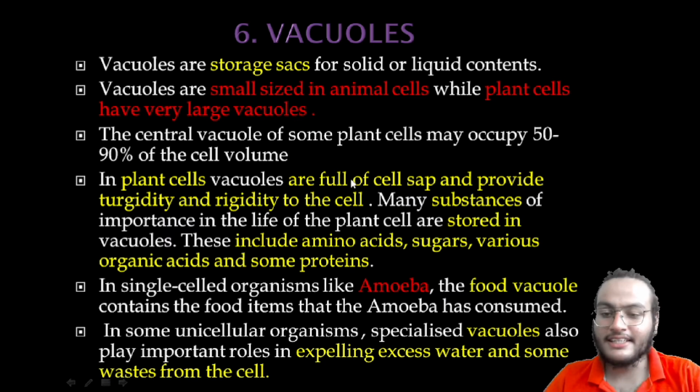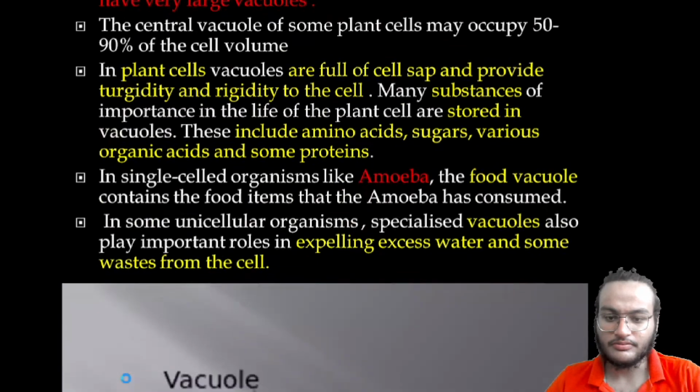Okay? So many substances which are important for the life of the plant cell is stored here, like amino acid, sugar, various organic acid and proteins. अमीबा में क्या है? स्पेशलाइज्ड फूड वैक्यूल है, जहां पर जो अमीबा ने फूड आइटम्स इंजेस्ट किए हैं वहां पर जाकर स्टोर हो जाते हैं. ठीक है. और कुछ अदर यूनिसेल्युलर ऑर्गेनिज्म में स्पेशलाइज्ड वैक्यूल होते हैं जो एक्सेस वाटर को एक्सपेल करते हैं और वेस्ट को भी एक्सपेल करने में हेल्प करते हैं.